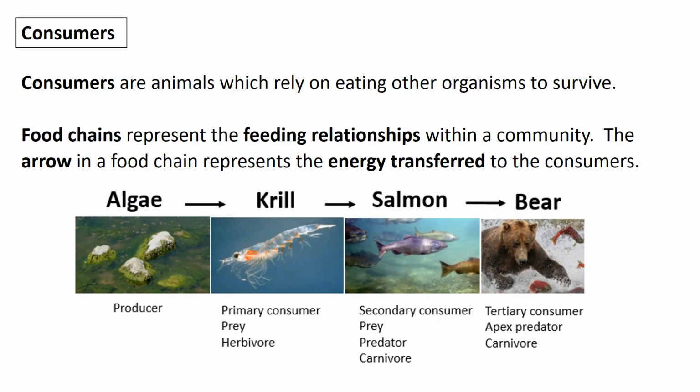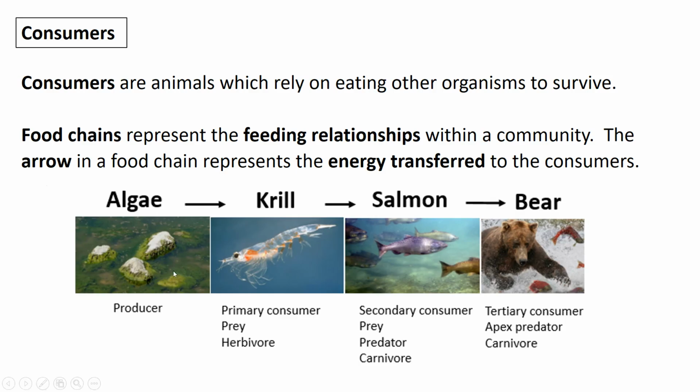Consumers are animals that rely on eating other organisms to survive. That might be other consumers or producers. So they are basically going to feed on those animals or plants, and this can be shown in the food chain. An example of one is given there, and these food chains will show the feeding relationships within that community. So the arrow is actually showing the transfer of the energy from one species to the next. So the algae has got the energy from the sun and turned it into glucose, and the krill is going to eat the algae, and that glucose is going to be used as its source of energy. So you can see the arrow should always point to the next consumer in the food chain.